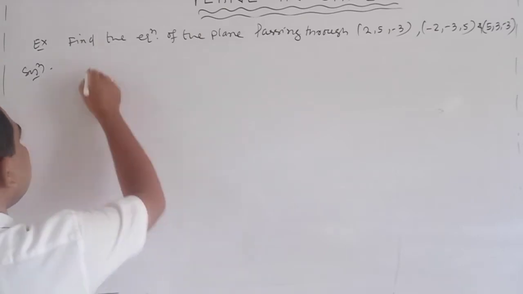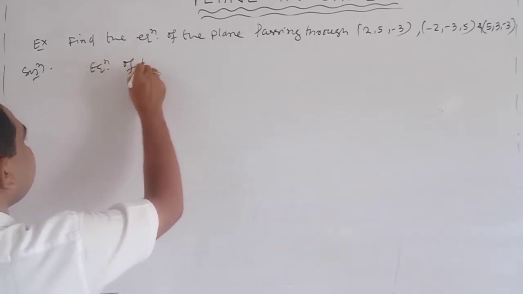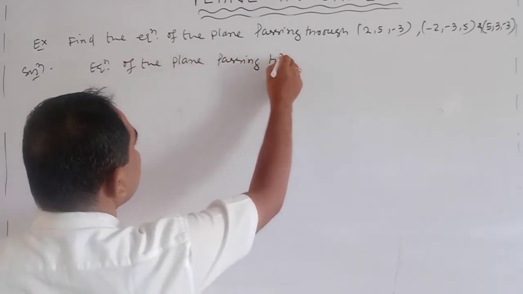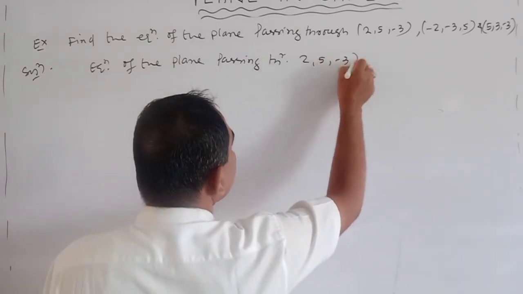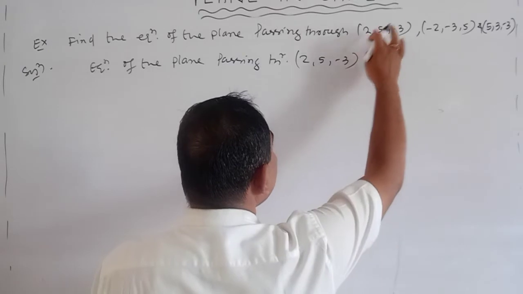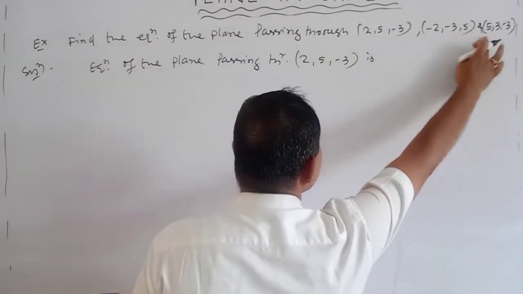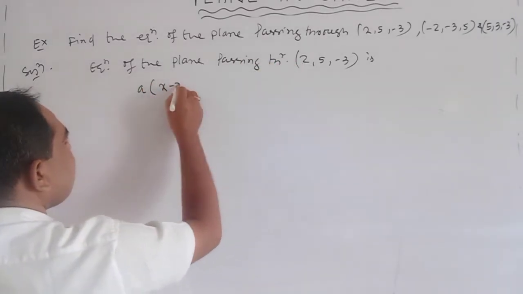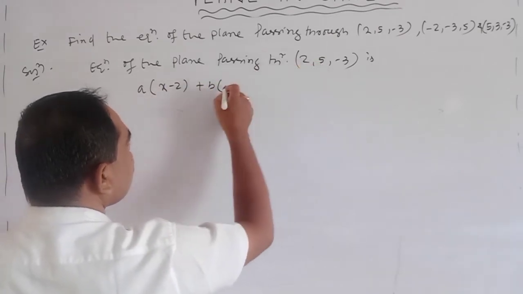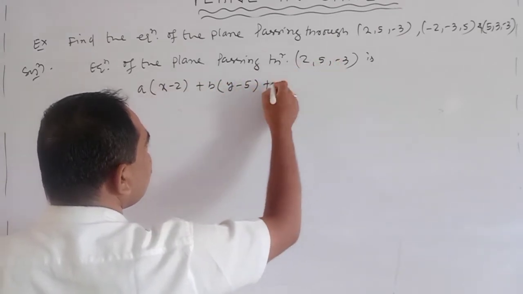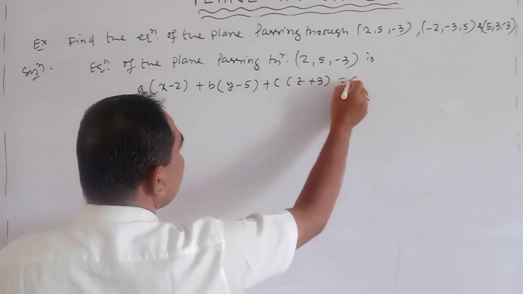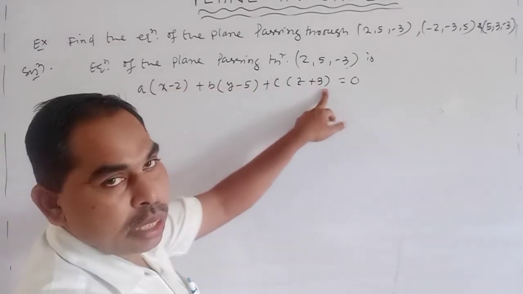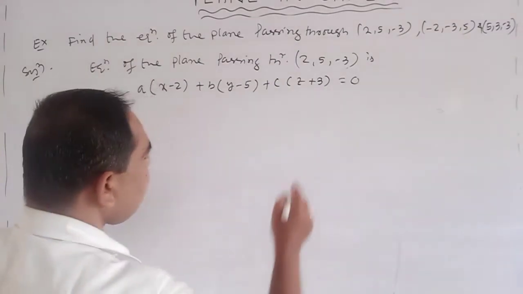Solution: equation of the plane passing through 2, 5, -3 as x1 y1 z1, x2 y2 z2, x3 y3 z3 is a into x minus x1 plus b into y minus y1 plus c into z minus z1 is equal to 0. Okay, this is equation 1.